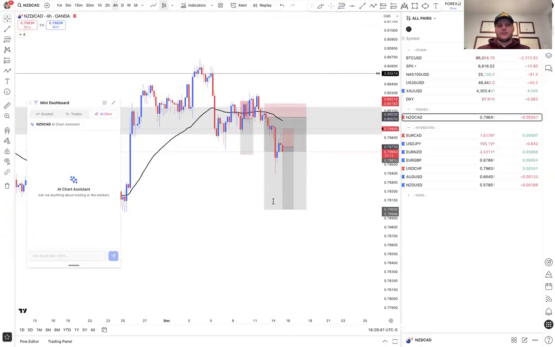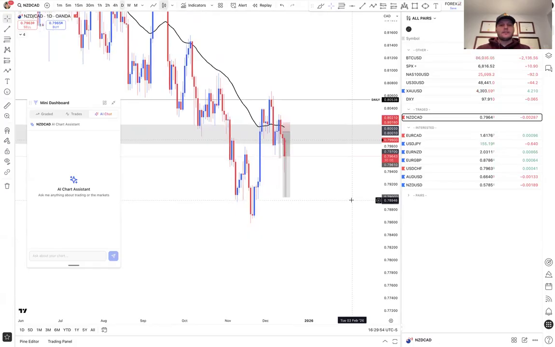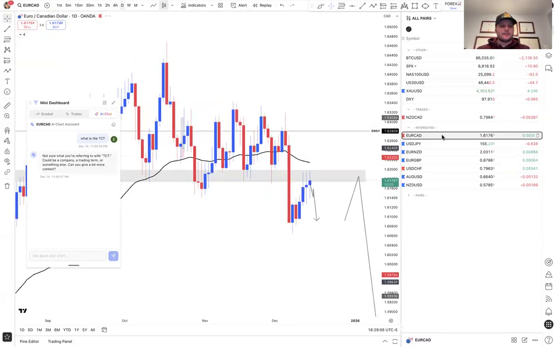Right now the markets are still open, so 8 pips isn't bad, but once the market's closed, it might get a little ugly. So we'll see what happens.